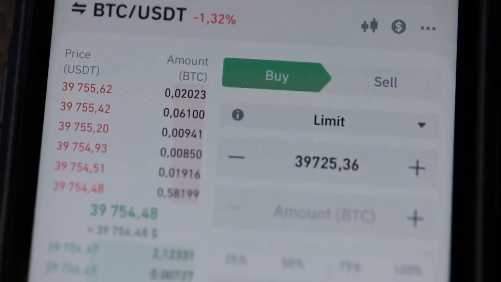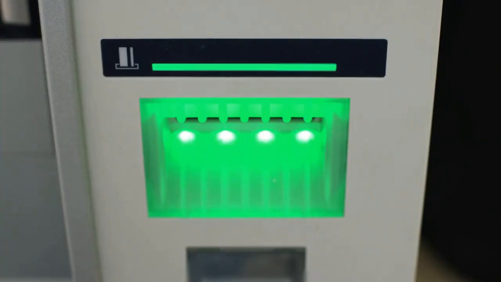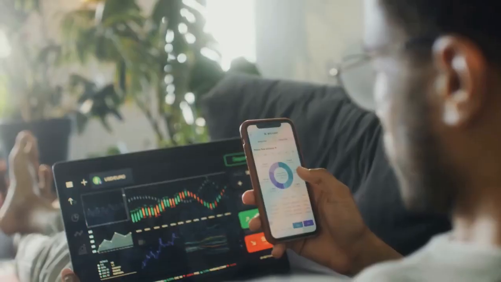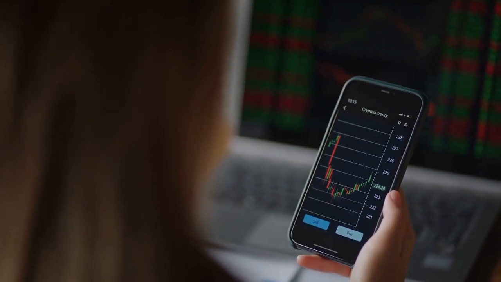Welcome to our step-by-step guide on opening a trading account for beginners. Whether you're new to trading or looking to expand your investment options, this video will explain everything you need to know.